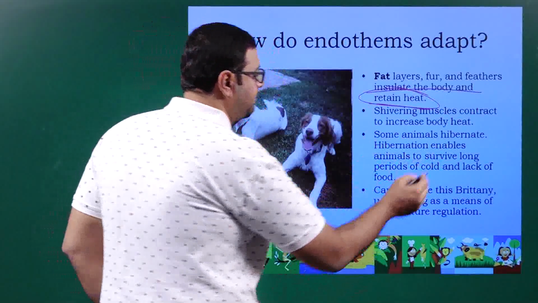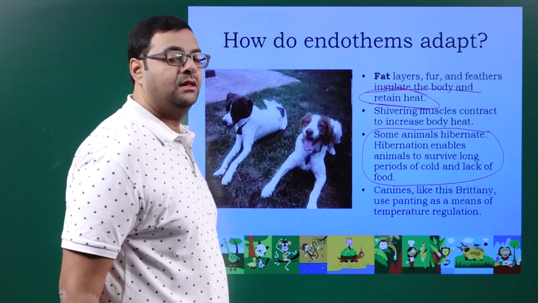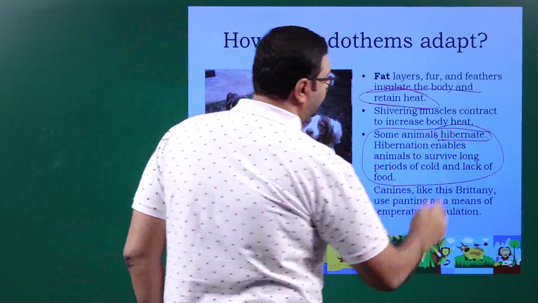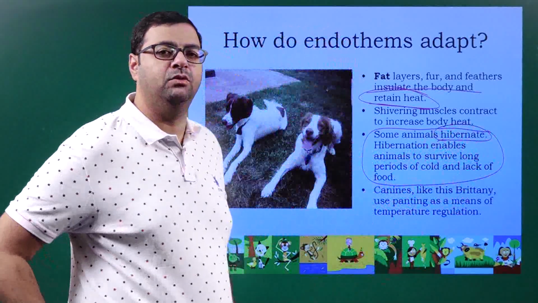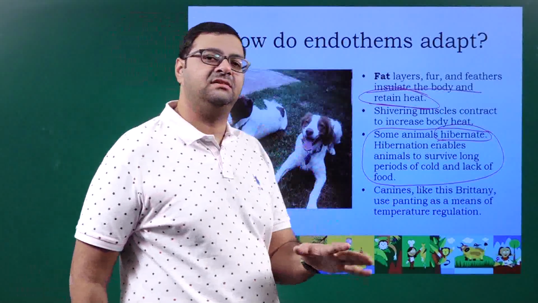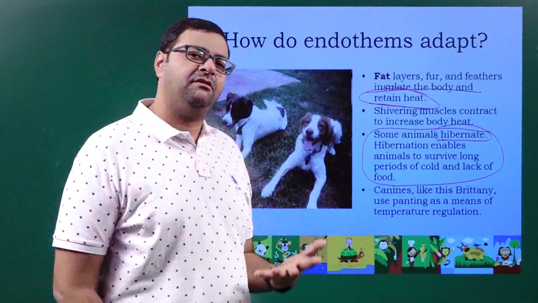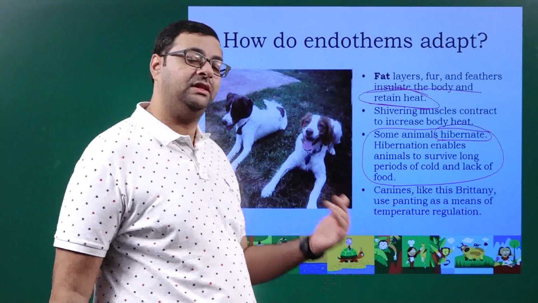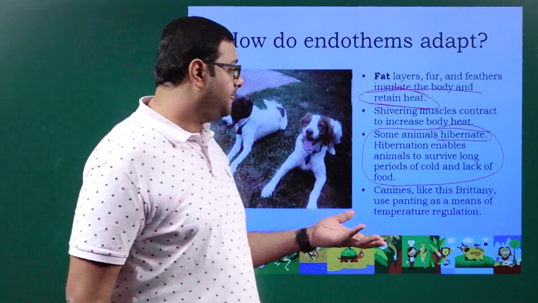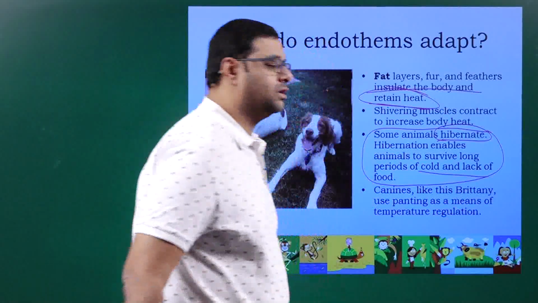So bears adopt this kind of mode of adaptation. Bears are endotherms, and they hibernate. They eat a lot of food, they grow in their body mass and weight, and they go somewhere inside a cave and they sleep. Whatever fat has developed during that period of eating will be utilized in the next few months so that the bear can survive the adverse conditions like cold and lack of food.